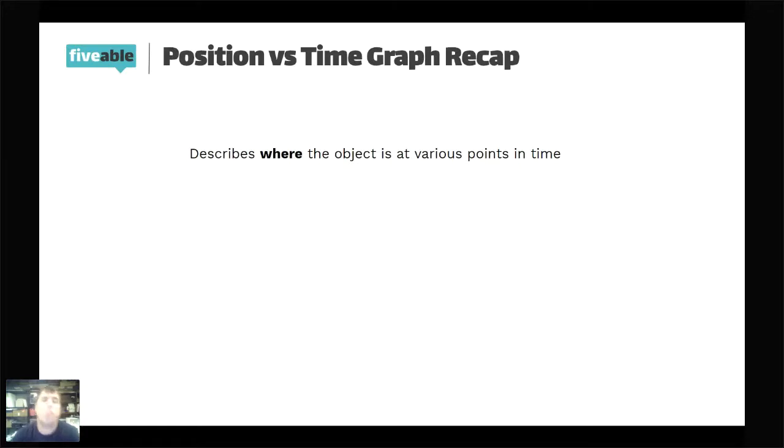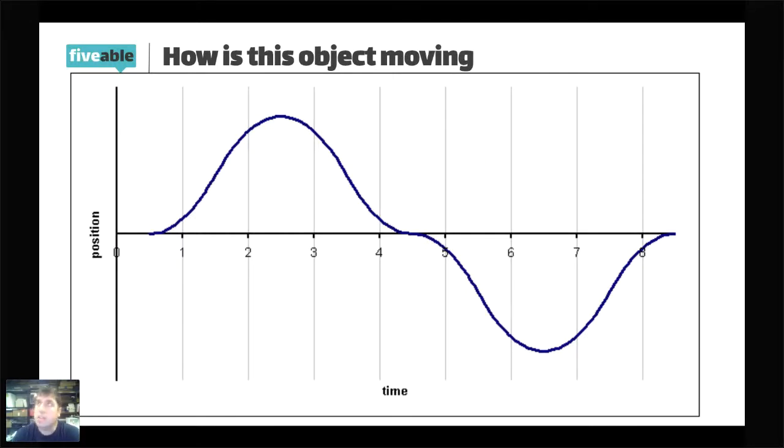All right, so a little bit of recap. The big difference between a position time graph and a velocity time graph is that a position time graph describes where the object is at a given point in time. It doesn't directly tell us anything about how fast it's going or how it's going to change its motion. It just tells us, I'm right here at this point in time, and we'll be somewhere else at some later point in time.